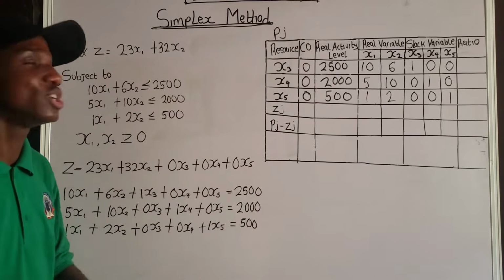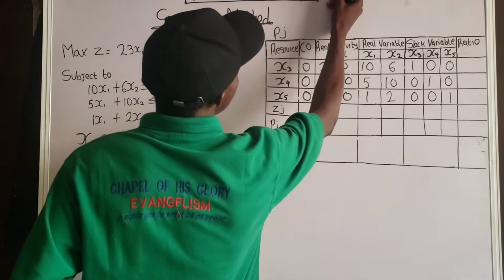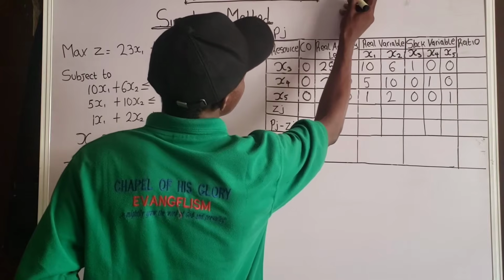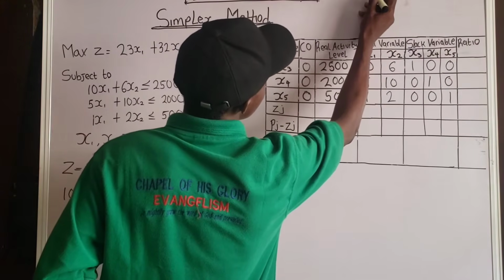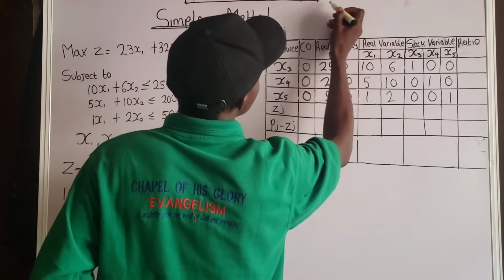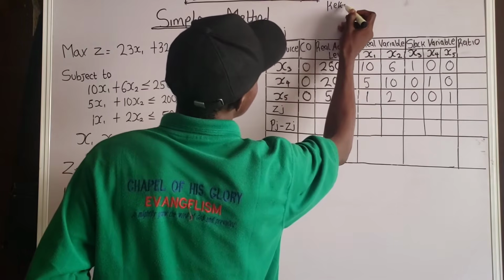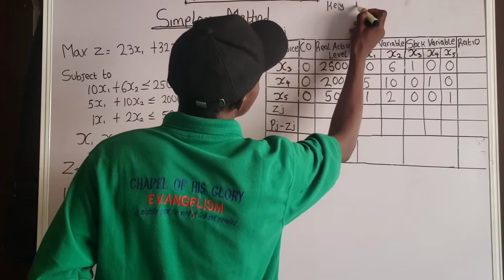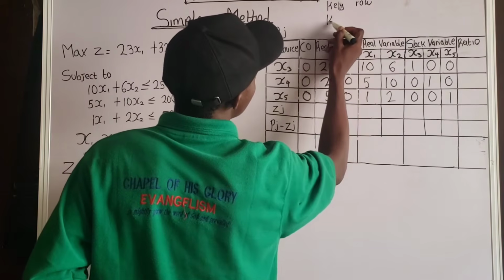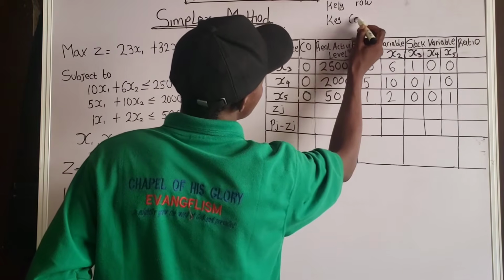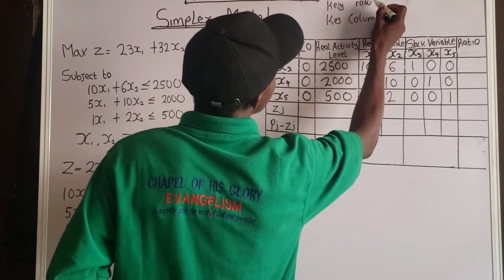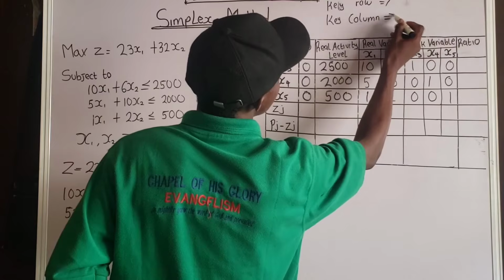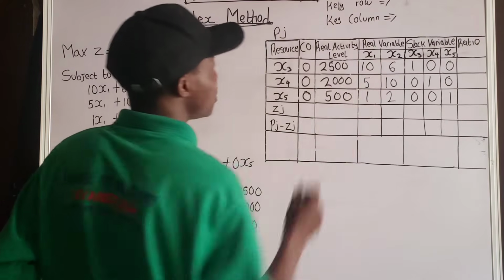However, you might be wondering what is the essence of this table. The essence of this table is to determine our key elements. In some textbooks, they put it as the pivot element. It's the same thing. This is what we want to determine: the key element, the key row, and the key column.